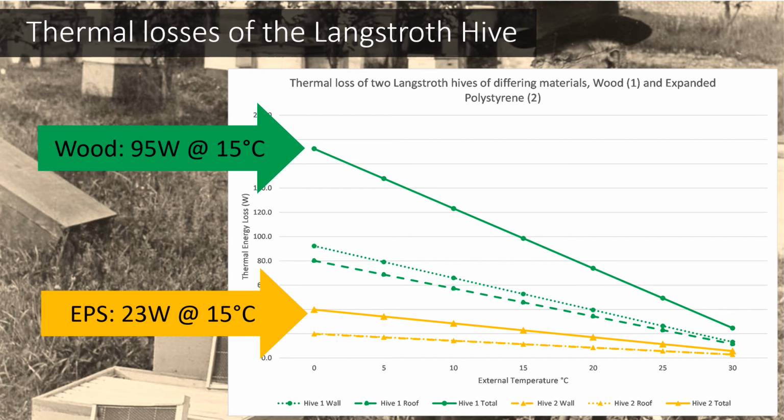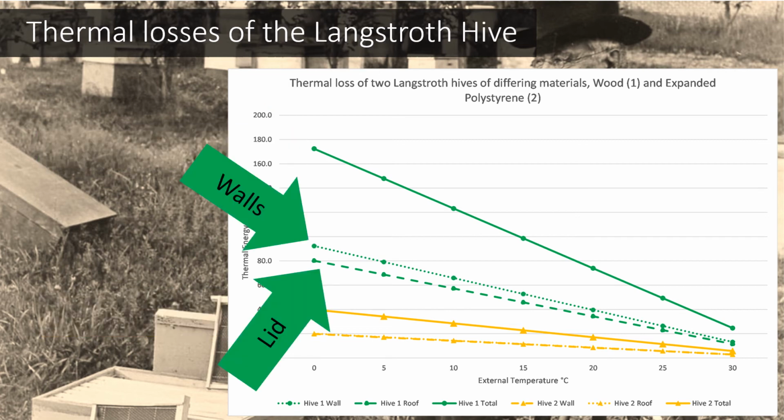Now, really interestingly, if we look at the two dashed green lines for wood, we see that both the lid and the walls lose about the same amount of energy. So they're both sat around that 40 to 45 watts of heat loss mark.